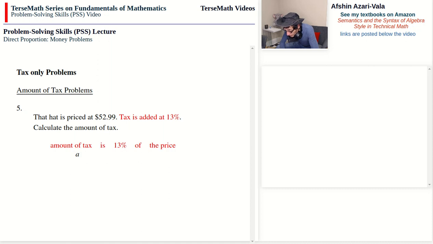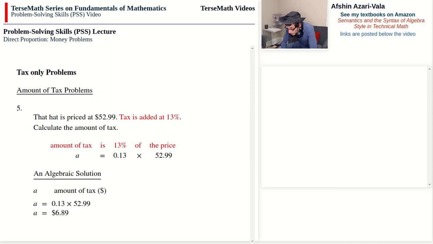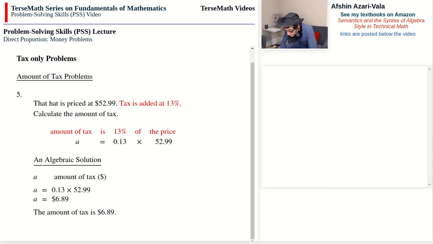A, which is the amount of tax, equals 13%, now in decimals, 0.13, 13 hundredths, times the price, which is $52.99. So A is the amount of tax in dollars, and the amount of tax is 13% of the price, and it comes to $6.89. So the amount of tax is $6.89.